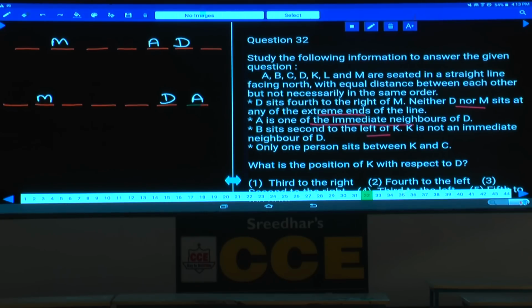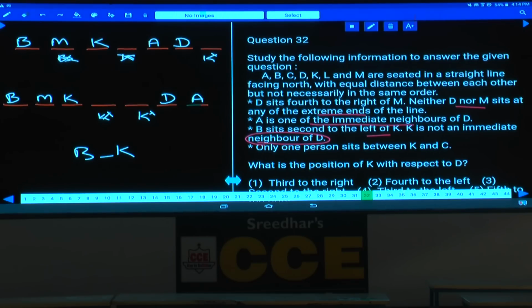B sits second to the left of K. Whatever this be, B is seated second to the left of K. K is not an immediate neighbor of D. K cannot be at this place. And now can K be at this place? If K is here, then B and M must be in the same place, which is not possible. Hence K cannot be here. Then if you take K at this place, then B will be here. Isn't it? B sits second to the left of K, and K is not an immediate neighbor of D. And similarly here also K cannot be at this place, because B and M must be in the same place. Hence B at this place and K at this place.